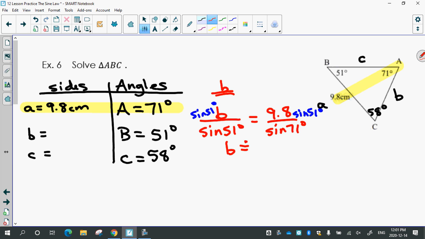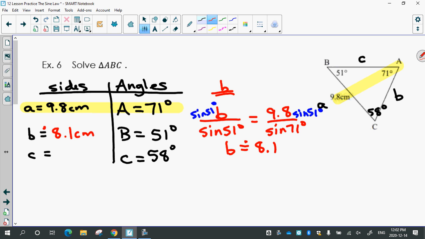9.8 times sine 51 divided by sine 71. I got 8.05. And this is only rounded to 1 decimal place, so I would take my lead off what it says in the question, so 8.05 would round to 8.1, because 5 rounds up. But then I would need a dot here, approximately 8.1 centimeters.